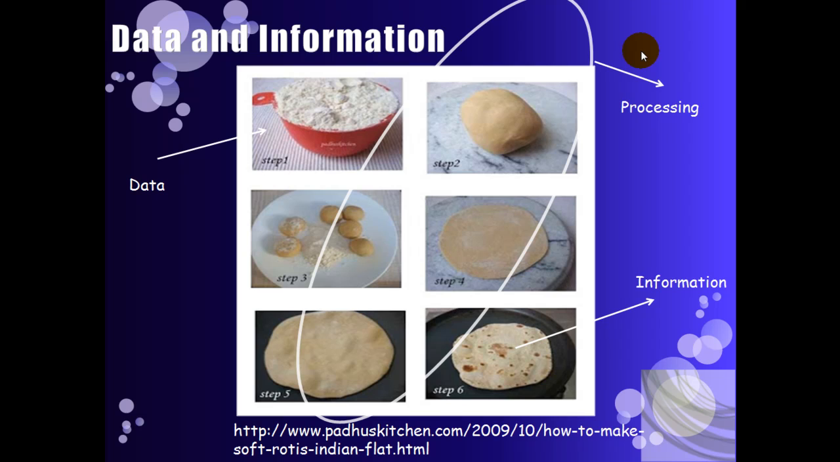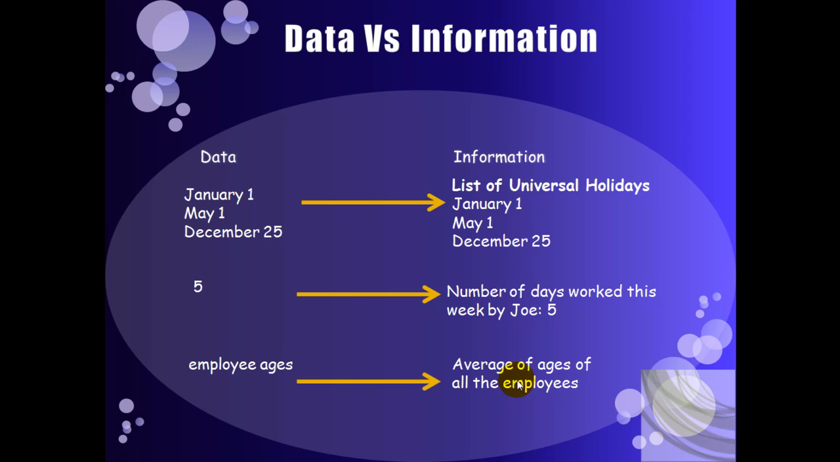The example here shows a simple example. This is the wheat flour, that is the raw material, that is data. It goes through various processing stages to become information. The roti that we generate is our information. The next example gives a set of dates, and these dates become meaningful when we collect and collate them and add the context that these are the list of universal holidays.